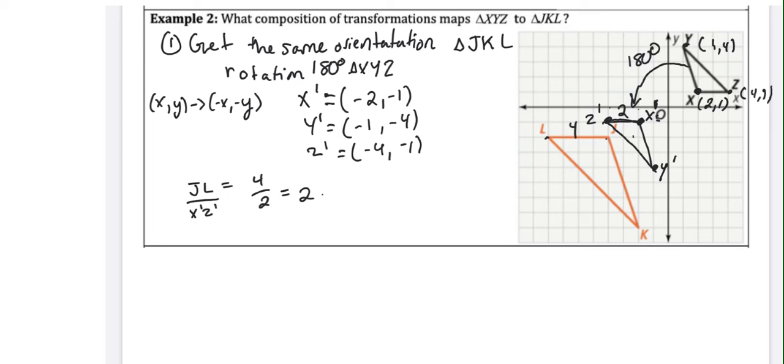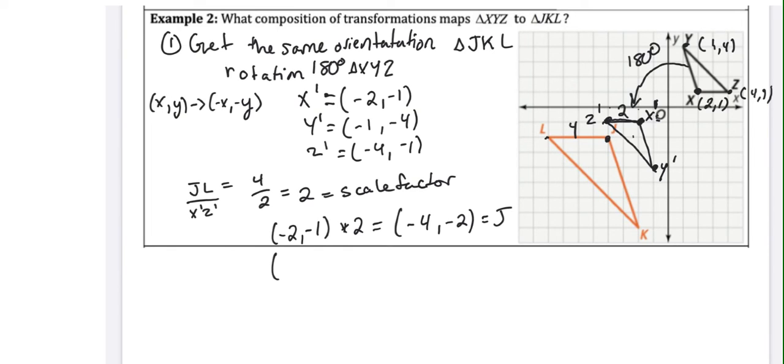Therefore, our scale factor is equal to 2. All right, so you can check to see if it works, right? We multiplied x prime right here. X prime is (-2, -1). If we multiplied that by 2, we should get (-4, -2), which is where j is.